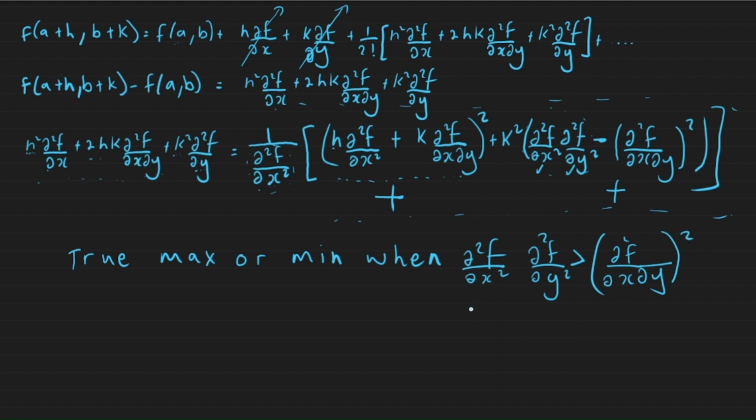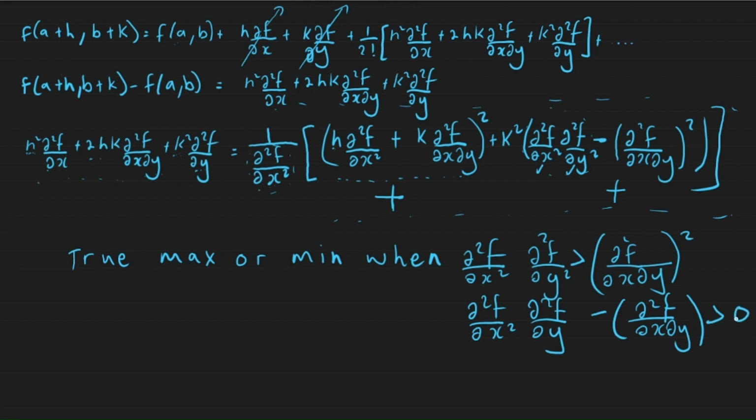Well, another way of writing this is if ∂²f/∂x² times ∂²f with respect to y², minus the mixed partial squared, is greater than 0. This is a very important point. Perhaps it's the first important point.